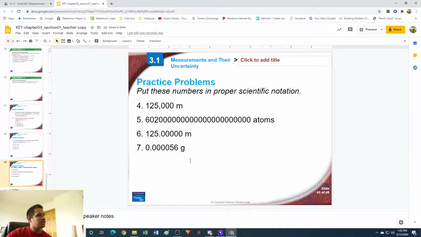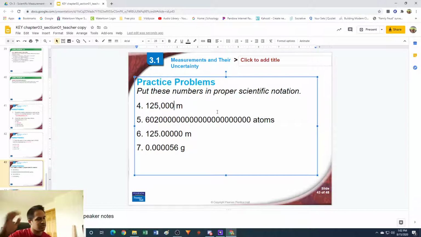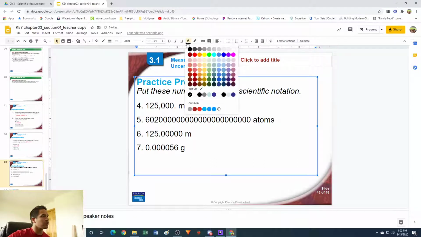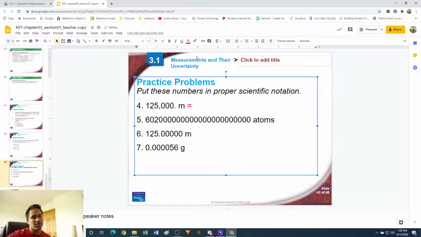Taking a look at numbers 4, 5, 6, and 7, put these numbers in proper scientific notation. Some of these have decimals that are shown, others don't. If there's no decimal that you can see, the decimal's at the end. So 125,000, there would technically be a decimal here at the end. We're going to move that decimal over so that it's between the 1 and the 2. So we get 1.25 times 10, and then we just need to count how many times we had to move it. In this case, we had to move it 1, 2, 3, 4, 5 places. So this is going to be 1.25 times 10 to the 5th.